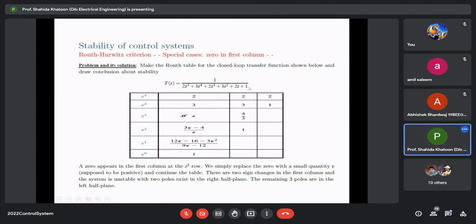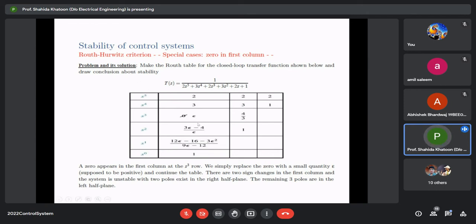You can form the Routh table, and since these two elements are the same, this element will be 0, right? So what to do when one element of the first column becomes 0? We simply replace the 0 with a small quantity epsilon, supposed to be positive, and continue the table. Suppose in place of 0 we take a very small value epsilon, which is non-zero and also positive, right?